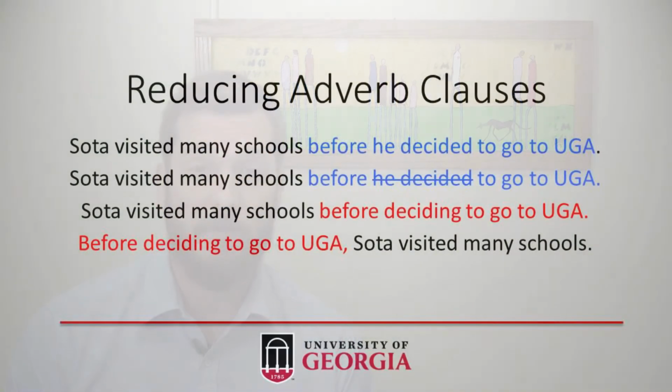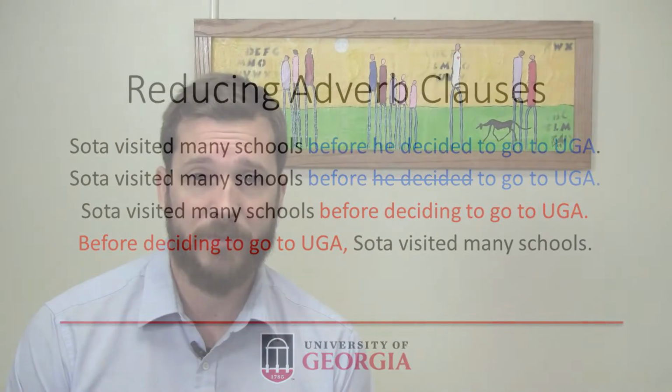To reduce to an adverb phrase, I remove he decided and I change it to the ing form, deciding. So my sentence now with an adverb phrase looks like this. Sota visited many schools before deciding to go to UGA. Now, it's important to remember that the position of my adverb phrase is flexible in the sentence. I could also put it at the beginning of the sentence and say, before deciding to go to UGA, comma, Sota visited many schools.